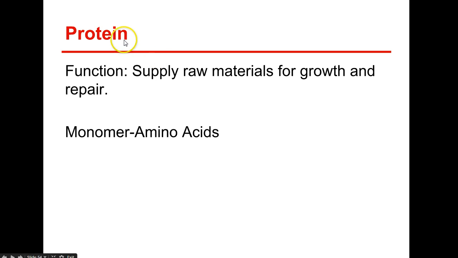Protein. Here's my polymer. Here's my monomer. Raw materials for growth and repair. Proteins are what your body uses to build everything that it needs. We talk a lot about protein as a building block for living things. And when you put multiple amino acids together, you get protein. Think of protein as the frame of your body. Not so much the skeleton, but the frame that all your cells and all your skin and everything is built around.